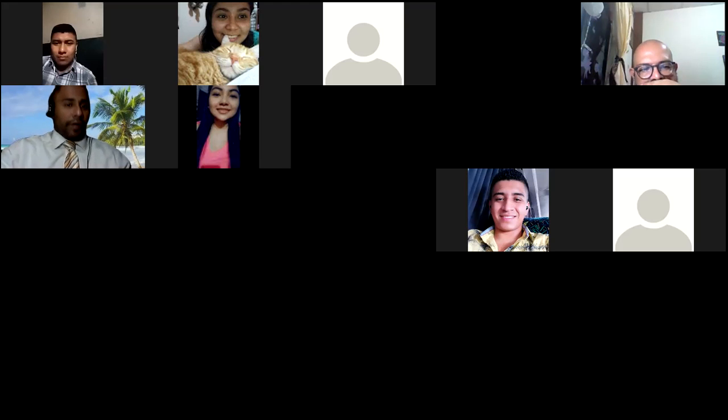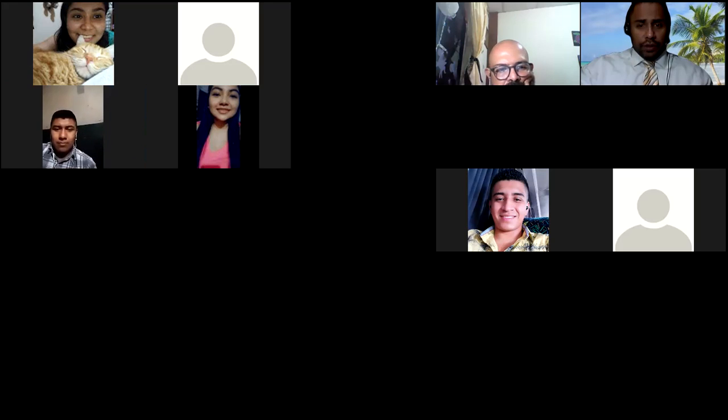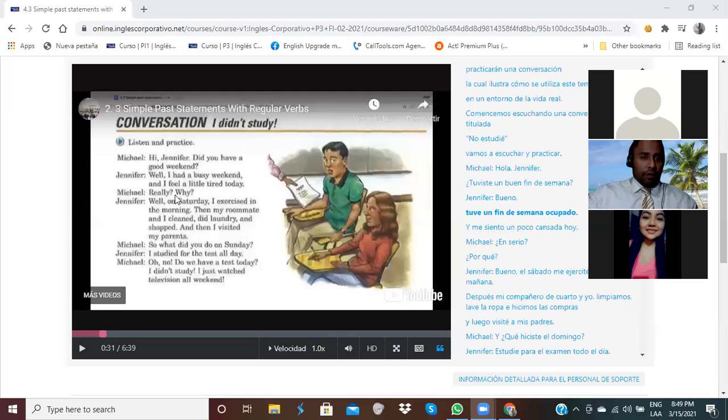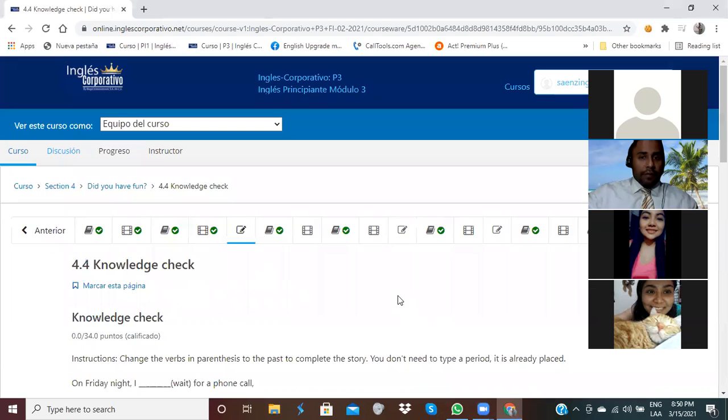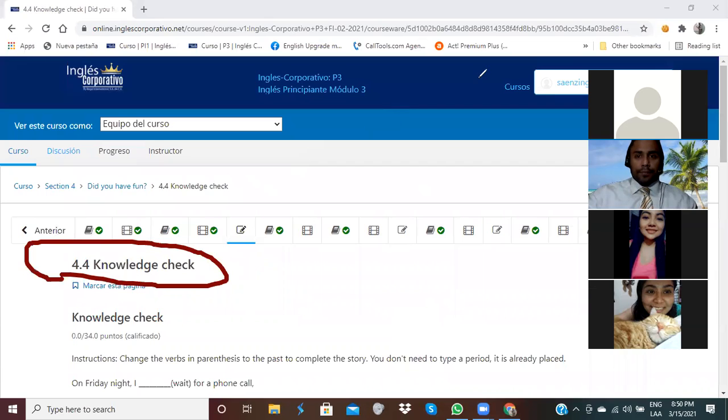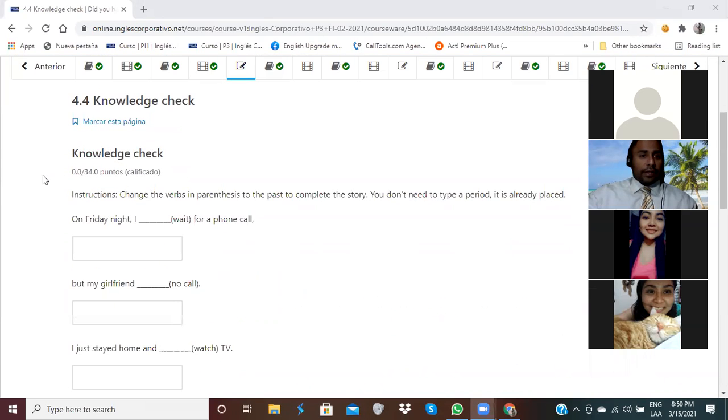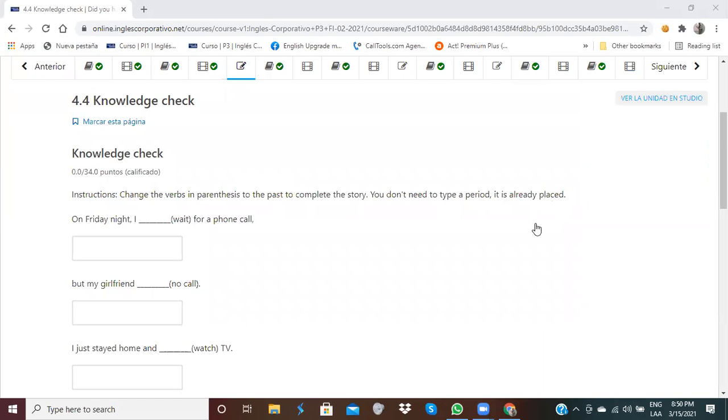All right, perfect, excellent. I know that everybody wants to participate, but we have to continue. For this activity, you are going to record yourself reading this conversation on Vocaroo, and then you're going to paste it here. That's going to be your homework. For the next activity, we're going to be looking at section 4.4, knowledge check. On the knowledge check instructions, change the verbs in parentheses to the past to complete the story. You don't need to type a period, it is already placed.